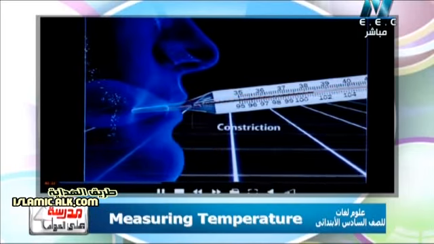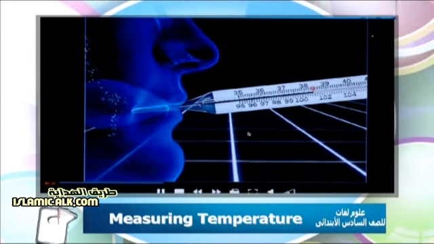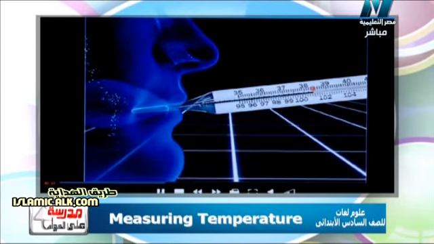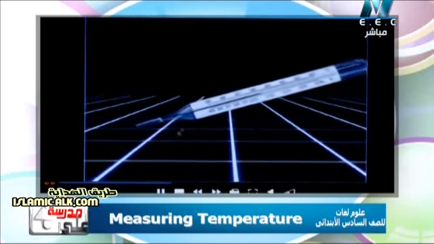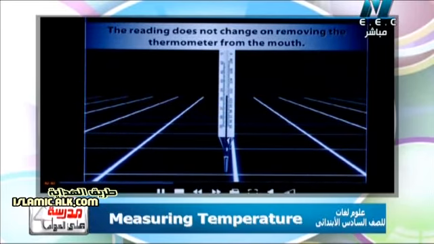Okay. The constriction, what is the function or the role of the constriction? It prevents mercury from going back. So if I take the thermometer out of the patient's mouth, the mercury will not fall down. It won't return to its normal position unless I shake it, more than once.